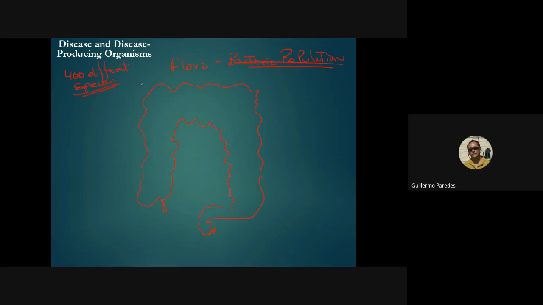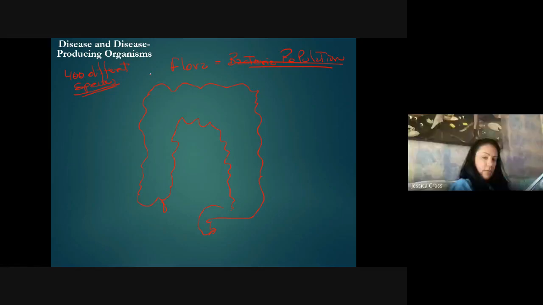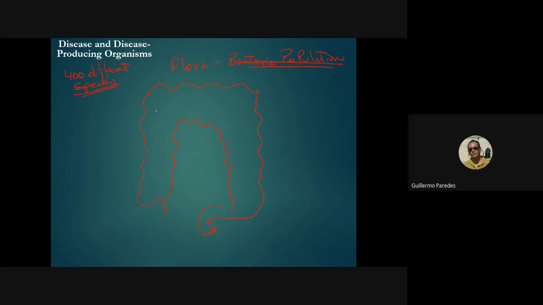Let's make it like a jungle. In the jungle, we have many animals. In the jungle, we have not only one type of animal, we have different types of animals. And each animal has its own population. You okay with that? Yes. So we have 400 different species. So the red is representing one species.